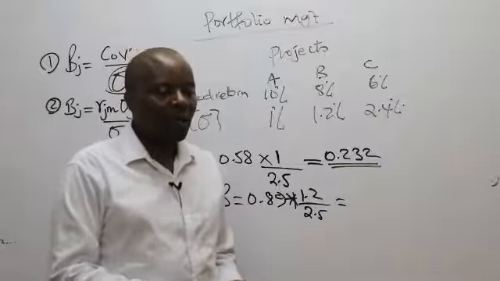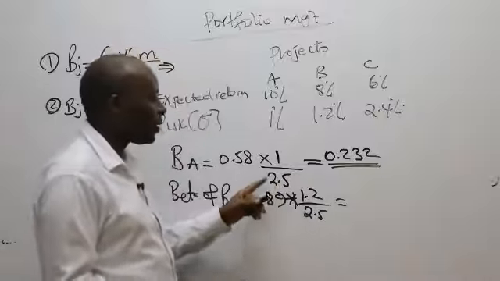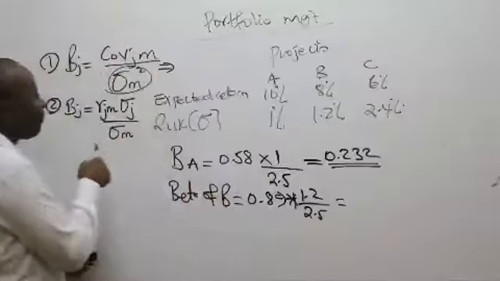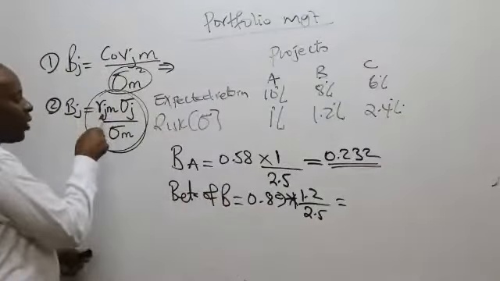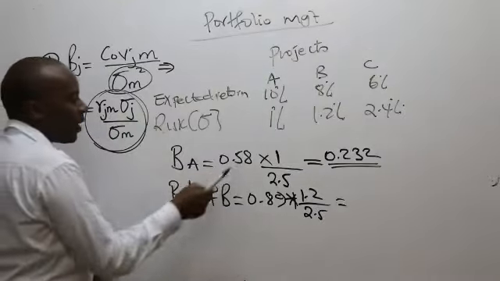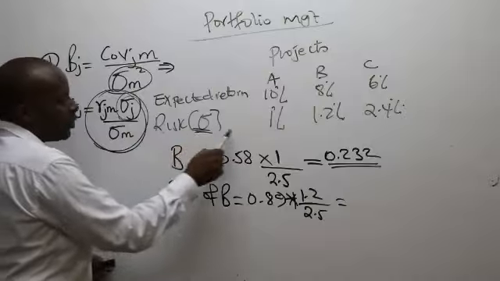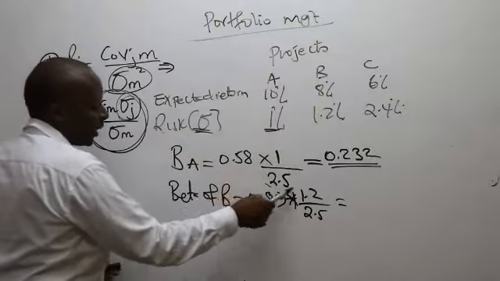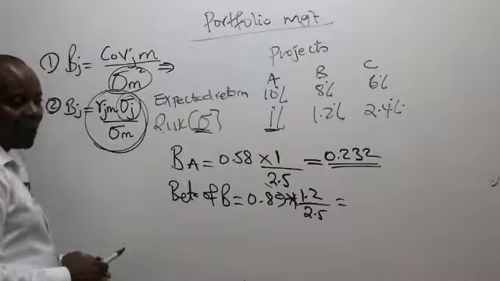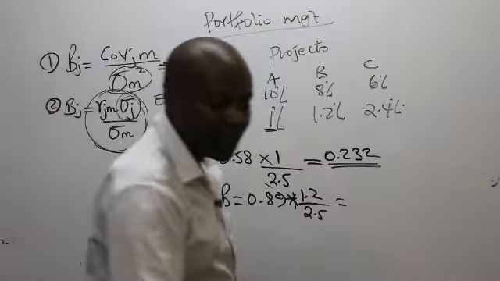Beth is asking, where do we get this 1 over 2.5? It's very easy. I'm using this formula. You take that correlation coefficient, 0.58, times the standard deviation of the security. Standard deviation of A is 1, all over the standard deviation of the market, which has been given.